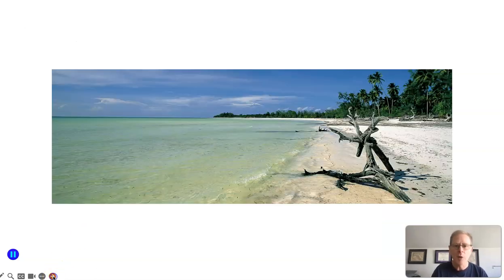Okay. This is what the coast looks like. Beautiful white sand beaches, greenish blue ocean, palm trees, and so on. And it is actually beautiful. If you get a chance to go there, I certainly recommend it.